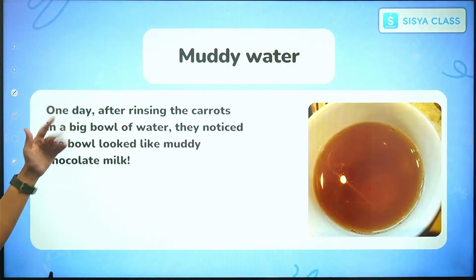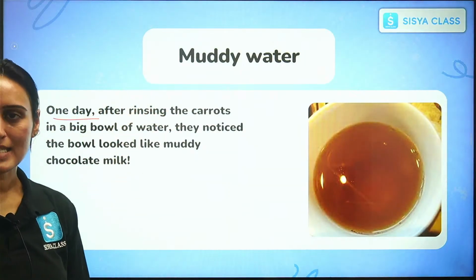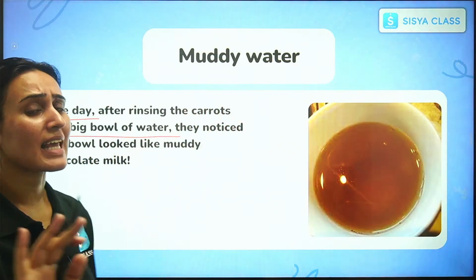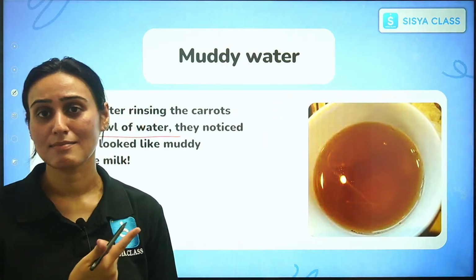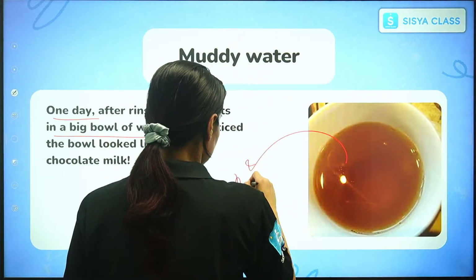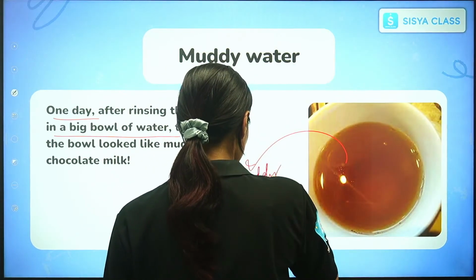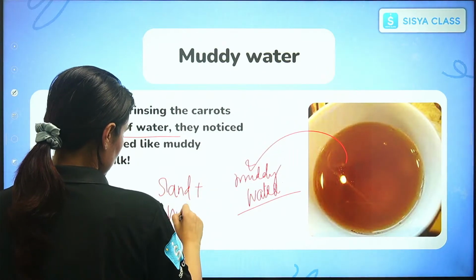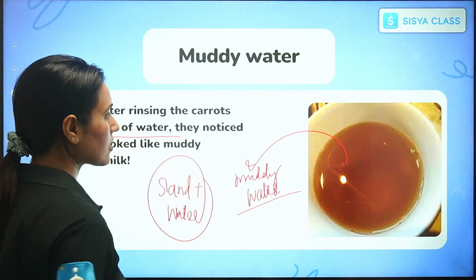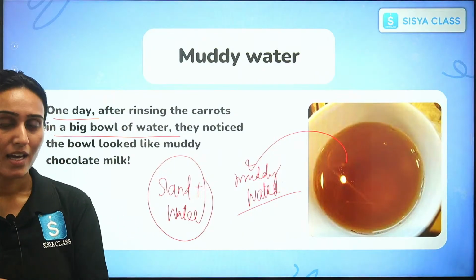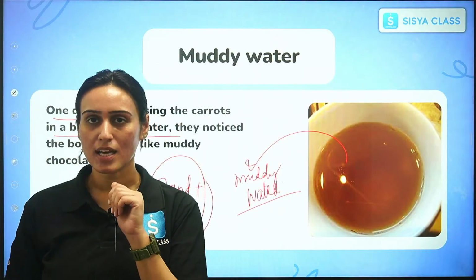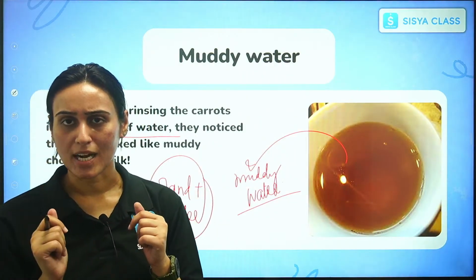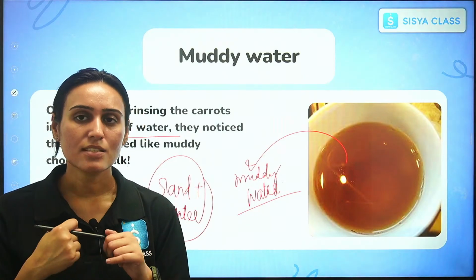Okay. So this was their observation. One day, after they have rinsed the carrots, what do they observe? That the big bowl of water is now muddy, like chocolate milk. It is not chocolate milk, everyone. This is muddy water. I hope you can observe there is sand mixed with water. And based on how much sand you have in that water, it will be very sticky also. If you have a lesser amount of sand, it will not be that sticky. But one thing you will observe is that it is not going to mix with water.